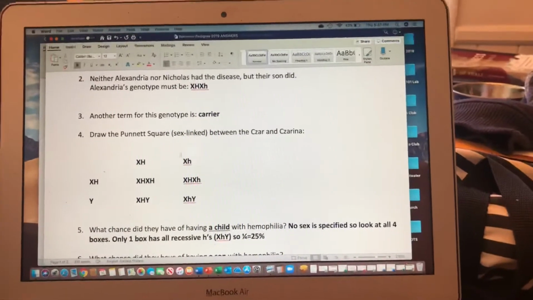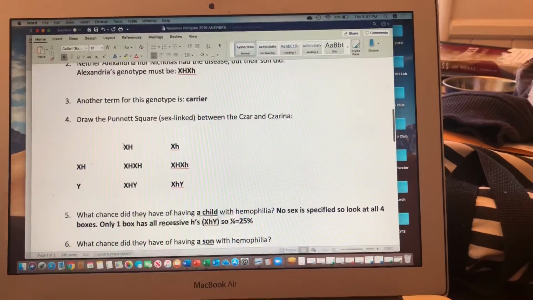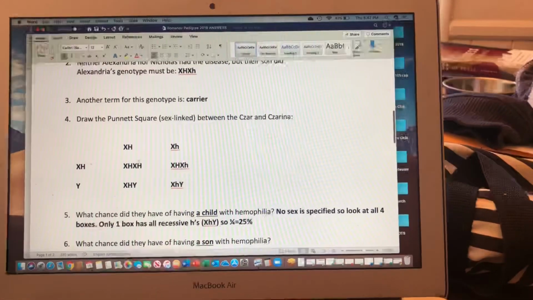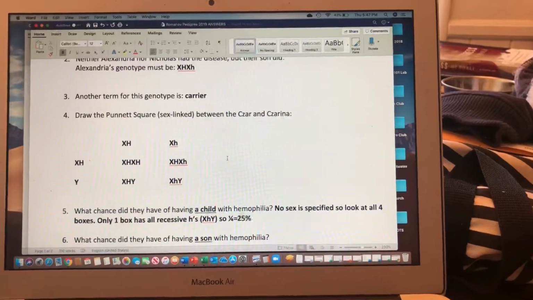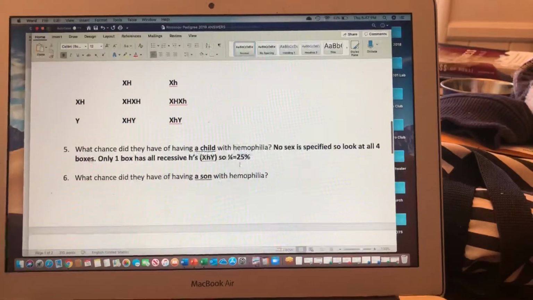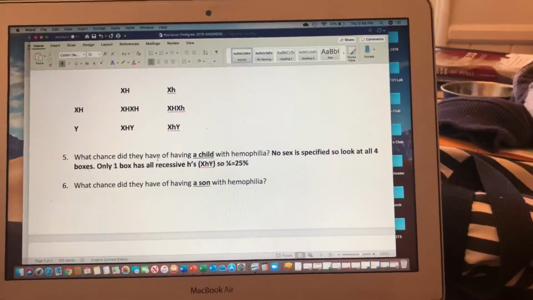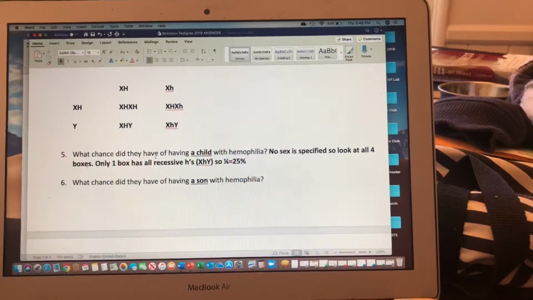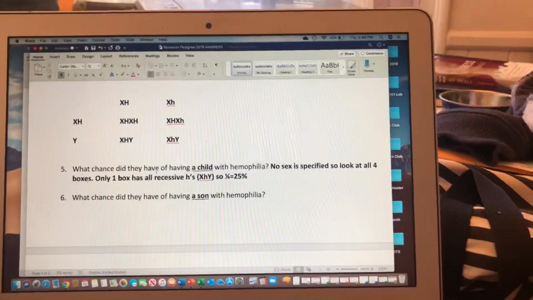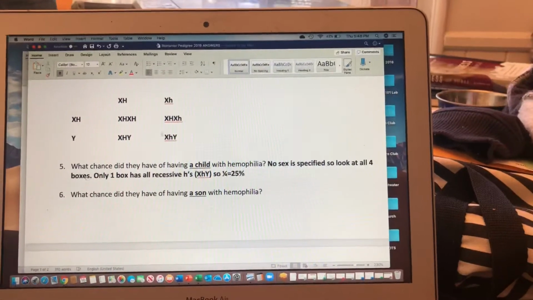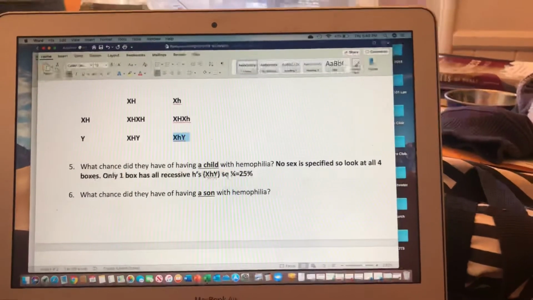So when we draw the Punnett square between the Tsar and Tsarina, we have the carrier mom and we have a healthy dad. And they end up making 2 boxes of females, 2 boxes that could be males. So that's what you want to look at for numbers 5, 6, and 7. For number 5, it's asking about a child with hemophilia. There is no sex specified. Because of that, you must look at all 4 of the boxes. Only one of the boxes is fully recessive. It's this one right here. And so therefore only 1 out of 4 would result in hemophilia.